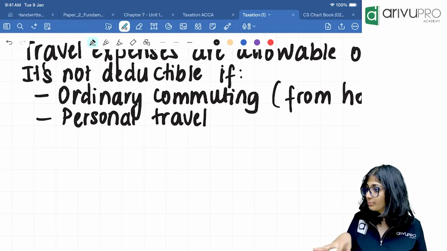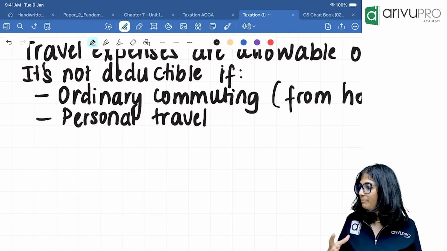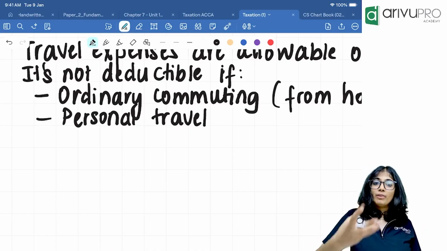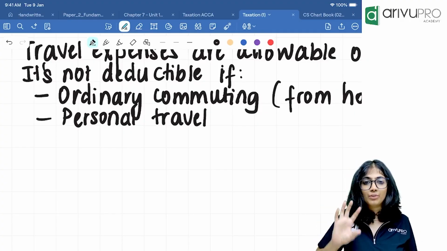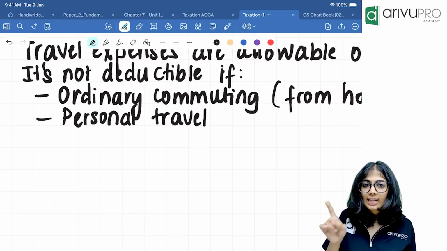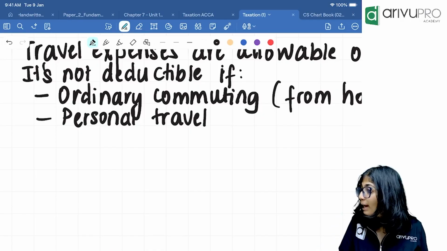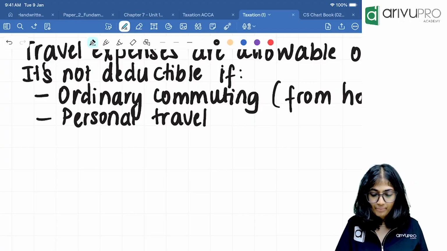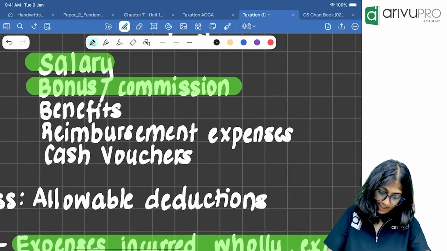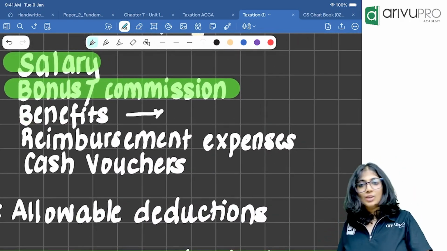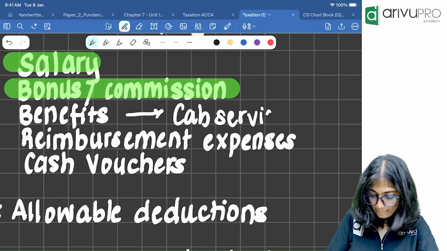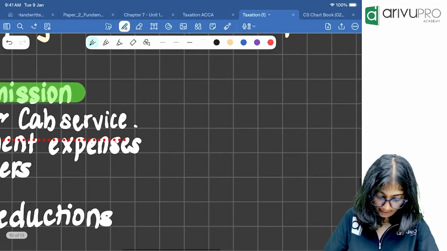And for ordinary commuting from your home to work, I'm sure people watching this video, if you are still awake, will have this doubt. Ma'am, what about those companies that provide a car or vehicle to the employee? Or what about those companies that are providing cab services? Of course, they come under benefits. If a cab service is provided, medical benefits are provided, medical benefits.